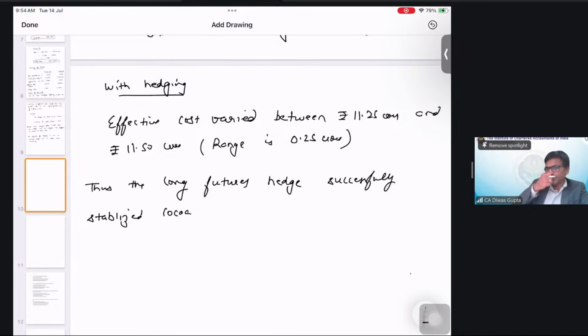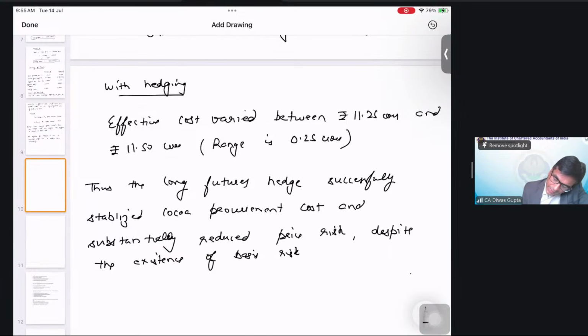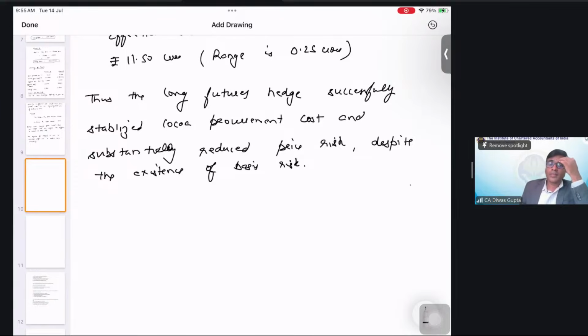cocoa procurement cost and substantially reduced price risk despite the existence of basis risk, right?